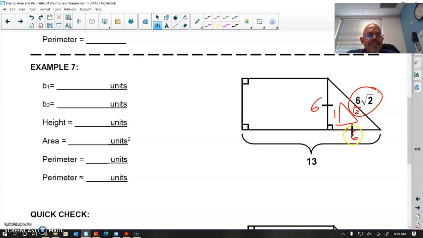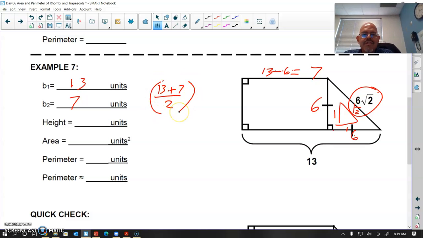So if this is 6, that means the other base has to be 13 minus 6. So that's equal to, let me see, what is that length? That's going to be 7. So 13 plus 7 divided by 2 times the height, which is 6, because that's going to be your height. So that's going to be 20 divided by 2, which is 10, so it's 60.